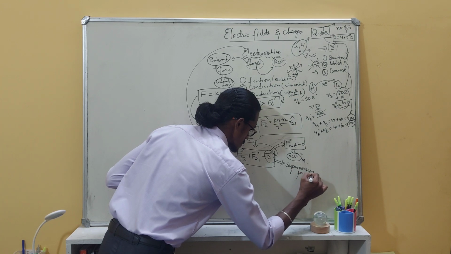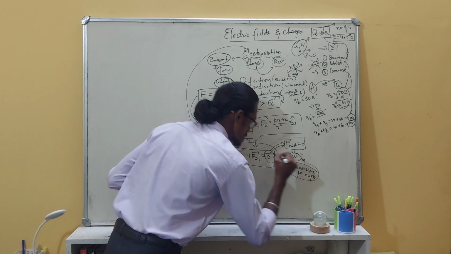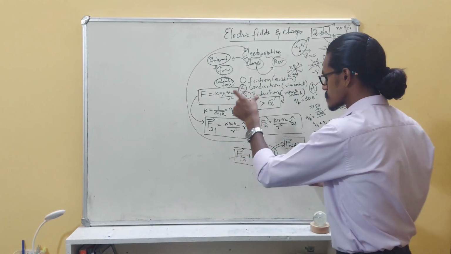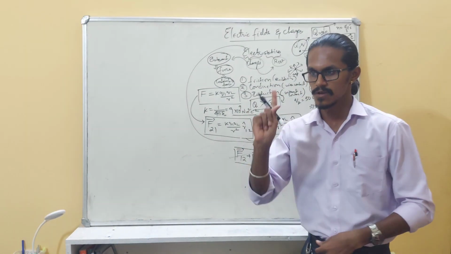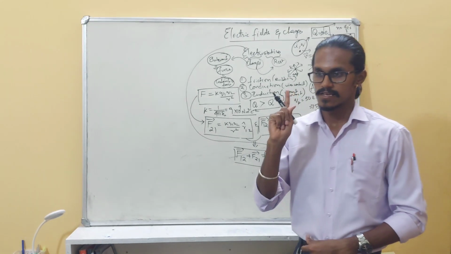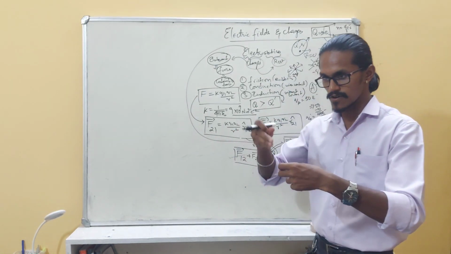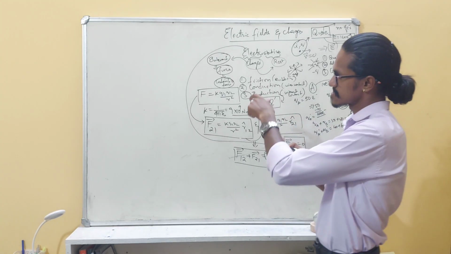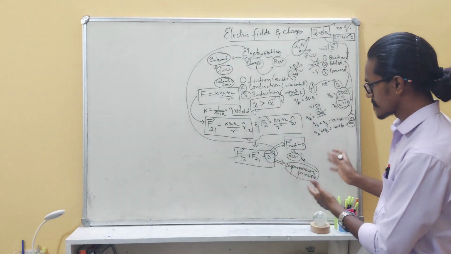Superposition principle. What does the superposition principle mean? If there are multiple charge systems, actually two charges itself is a multiple charge system, because one charge is a single or unique charge. If there is more than one, it is said to be multiple charges. So we mention it with a special term, two body system, but it is itself a multiple charge system.